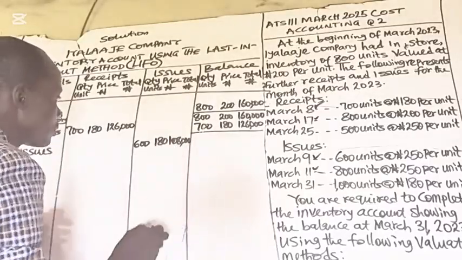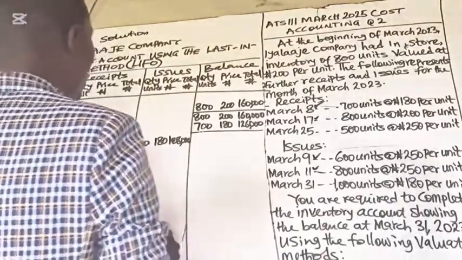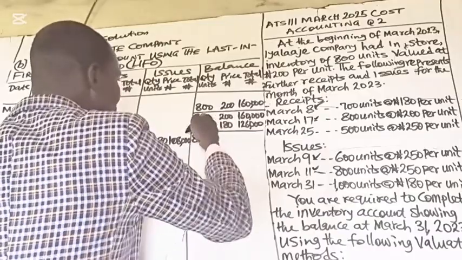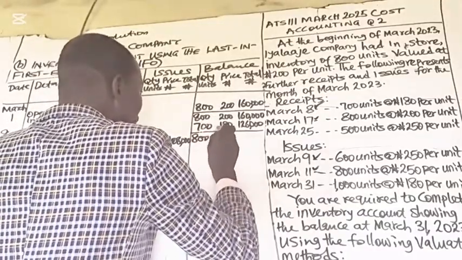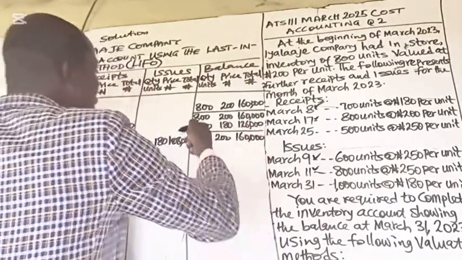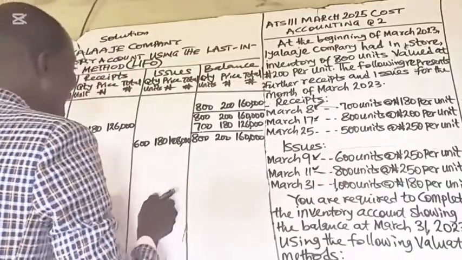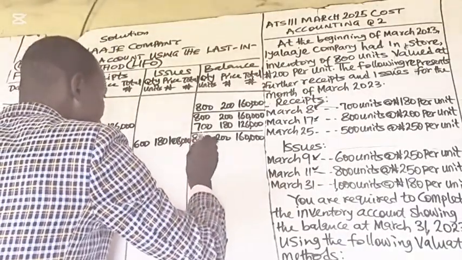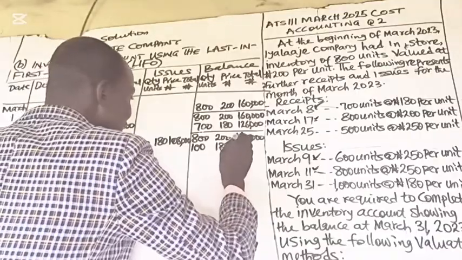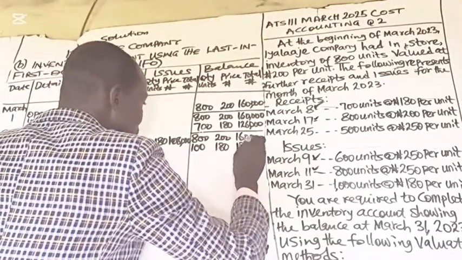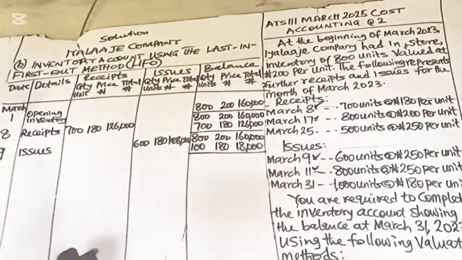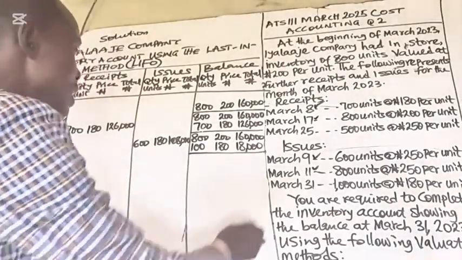108,000. Then the balance column, 800 is still intact. You've not issued anything from 800 at the price of 200, and that is 160,000. But from this 700, 600 has been issued. You are left with the balance of 100 at the price of 180. That gives us 18,000. That is what you have left in inventory on the 9th, after the transaction that took place on the 9th of March.